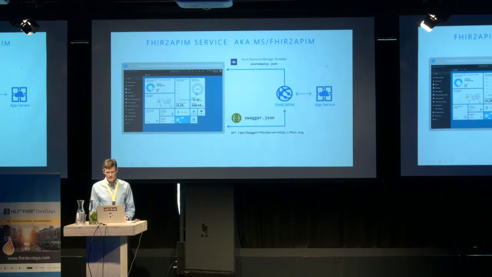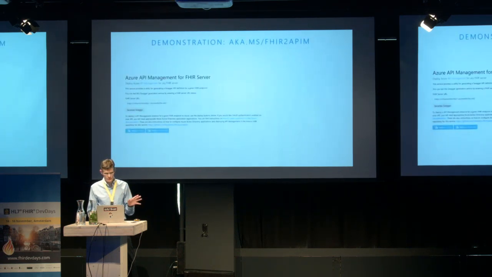But what it is, it's a small web application where you can give it the URL of a FHIR server, and it will then take the capability statement of that FHIR server and turn it into a Swagger definition. And it can also serve an Azure Resource Manager template. So those two things in combination, if you send those to the Azure portal, can automate the provisioning of API management and the basic policy set and so on associated with them. So I just want to show a few screenshots of what this looks like.